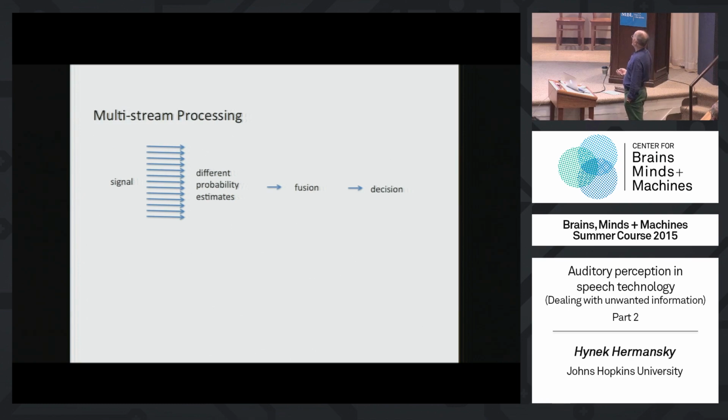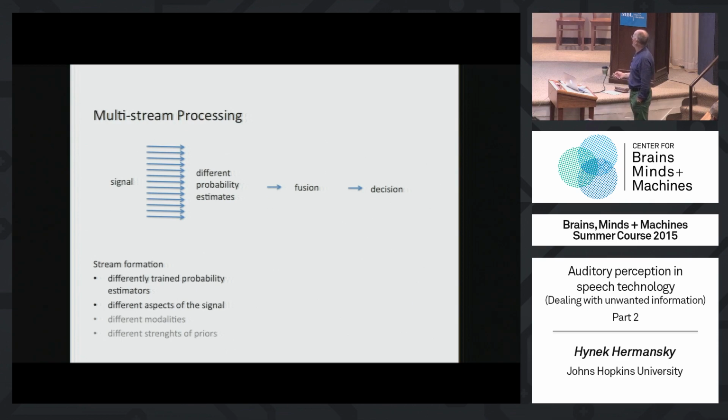So this is the processing in general. You get different probability estimates from different streams, and then you need to do some fusion and decide based on the level of the fusion. As for how you can create the streams, we showed you differently trained probability estimators on different noises, different aspects of the signal, that is, different parts of the spectrum. But you can go wild. You can start thinking about different modalities. As we talked about at the panel, very often audio and visual modalities carry the same information about the same things. Imagine fusion of audio-visual streams. You can also imagine fusion of streams with different levels of priors, different levels of hallucinations.